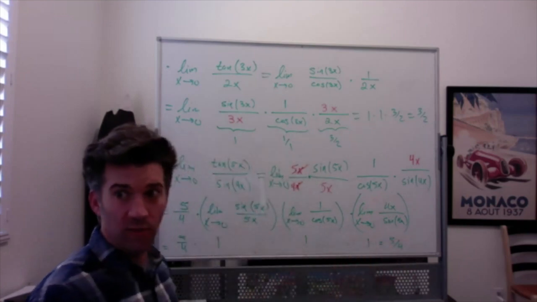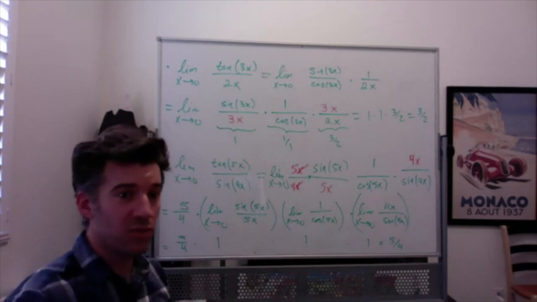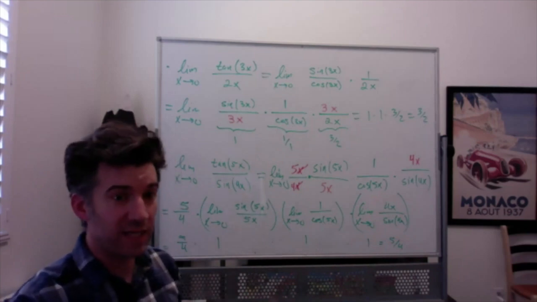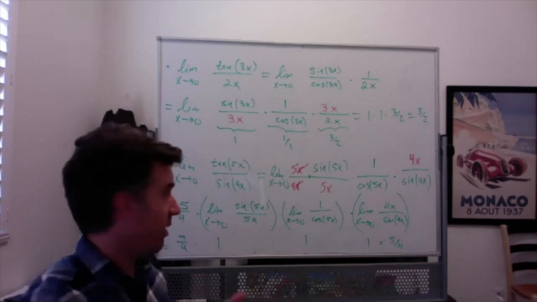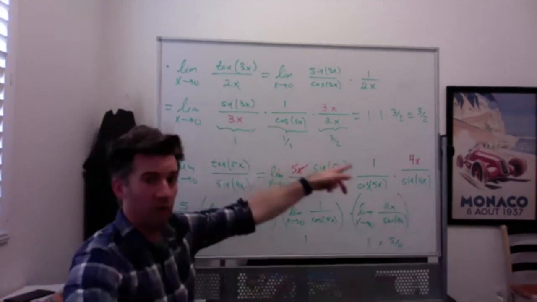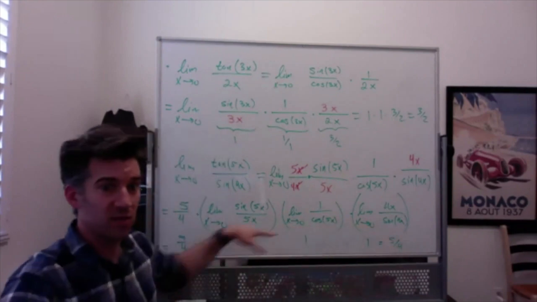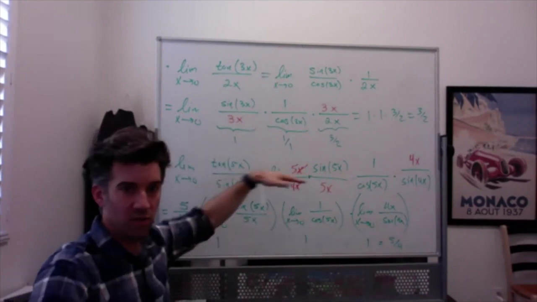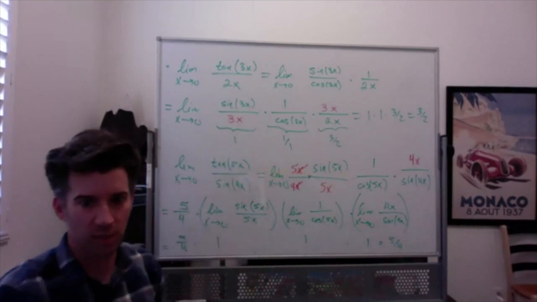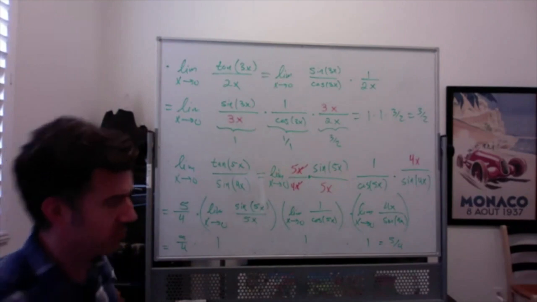I should point out that these limit rules are only true if each of the individual limits exist, right? You can only say that the limit of a product is equal to the product of the limits if each of those individual limits exist and this whole limit exists in the first place. So just a point of clarification there.